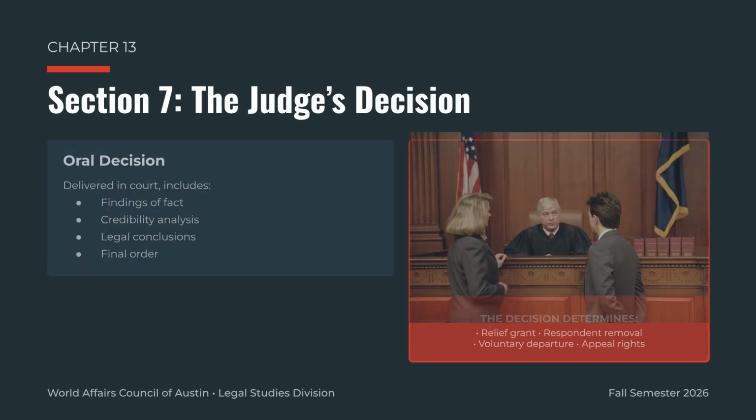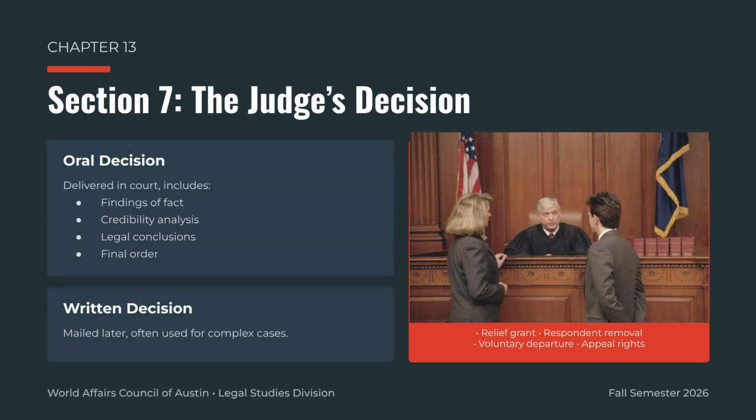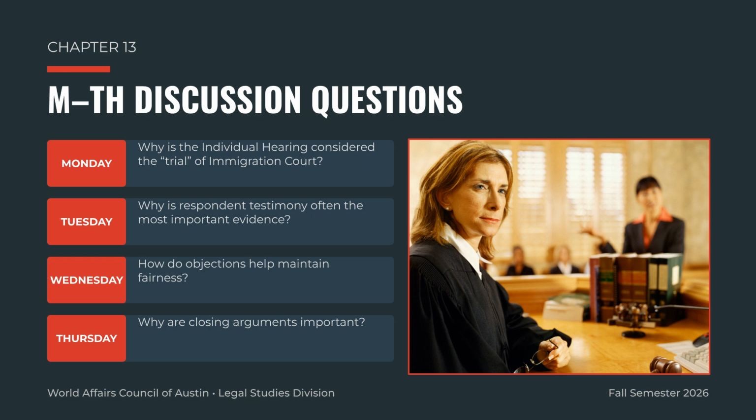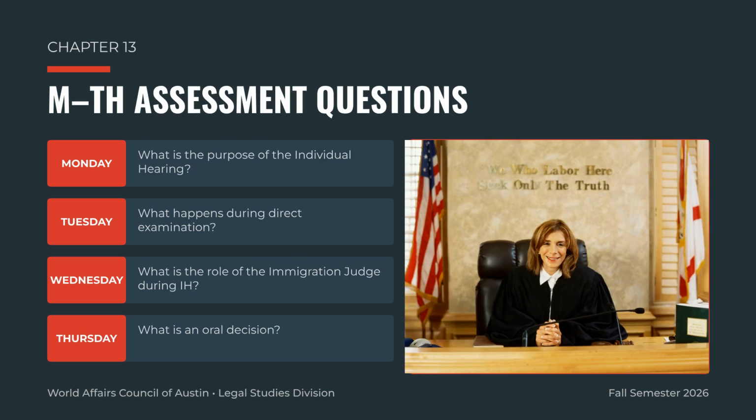The judge delivers an oral decision in court or a written decision later, especially for complex cases. The decision includes findings of fact, credibility analysis, legal conclusions, and a final order on relief or removal. Here are our MTH discussion questions, which you can use to review the content of this video. Reflect on why the individual hearing is considered the trial of immigration court. Our MTH assessment questions will test your understanding of the IH process. Consider the purpose of the hearing, the role of the judge, and the definition of an oral decision.